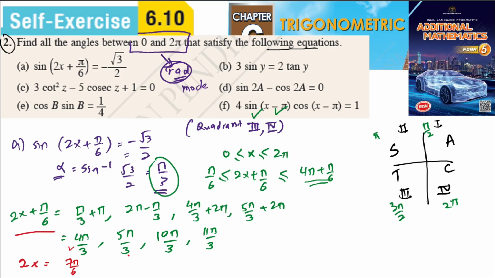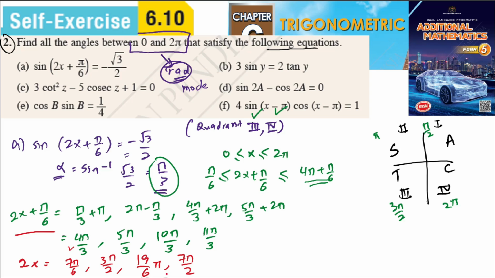So this one, 5 pi over 3 minus pi over 6. You are going to get 3 pi over 2. And then this one, 10 pi over 3 minus pi over 6, or using calculator 10 over 3 minus 1 over 6. You are going to get 19 over 6, right? Which is 19 over 6 pi. And this one is 11 over 3 minus 1 over 6. You are going to get 7 pi over 2. So 11 over 3 minus 1 over 6, you get 7 over 2, right? So just add the pi.